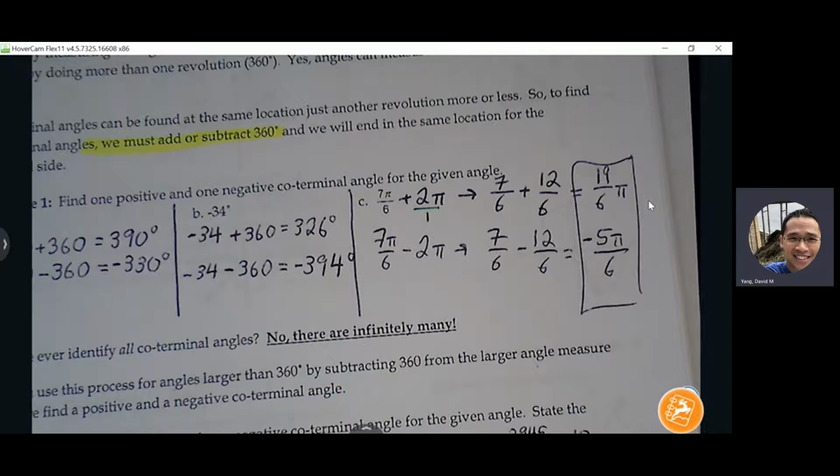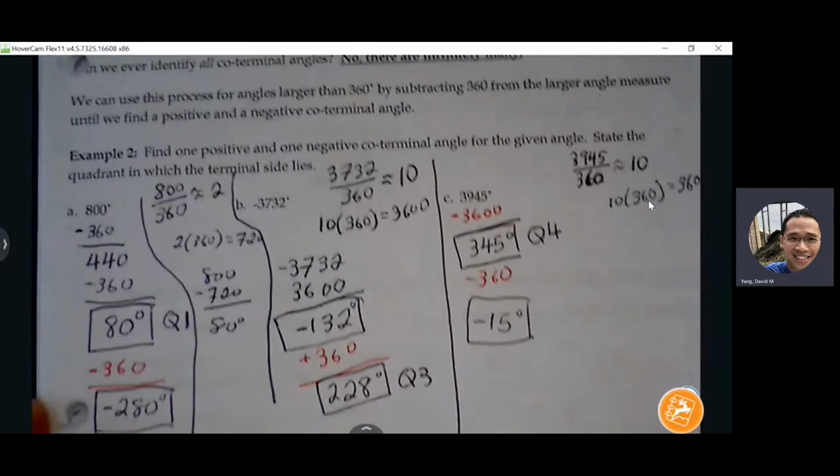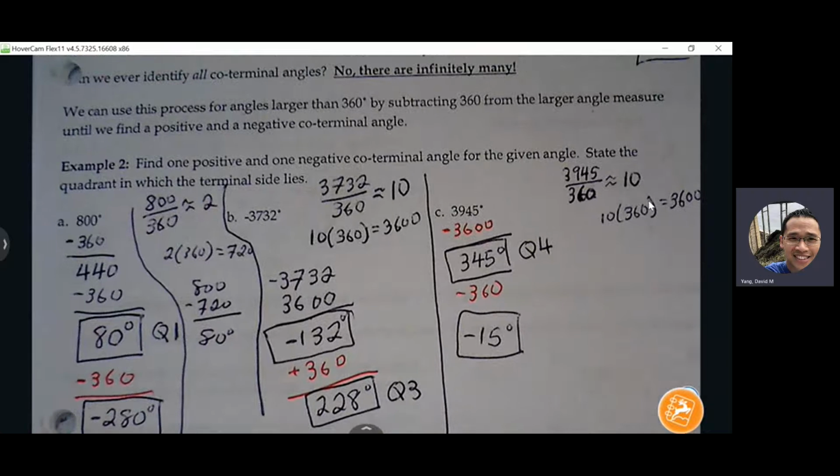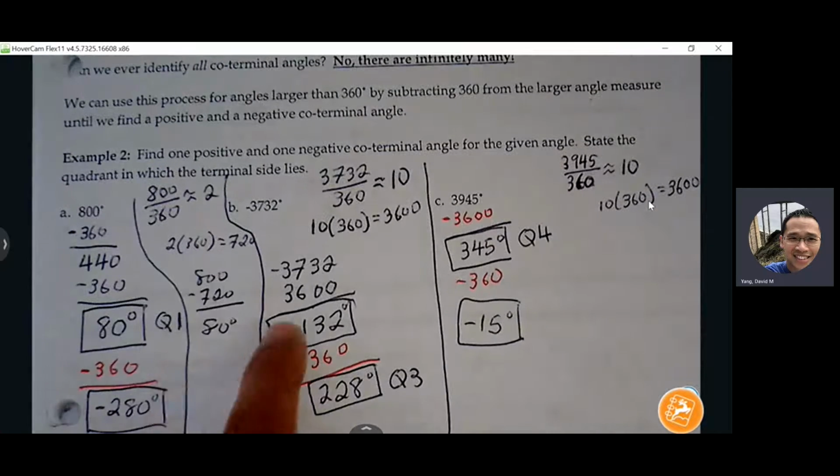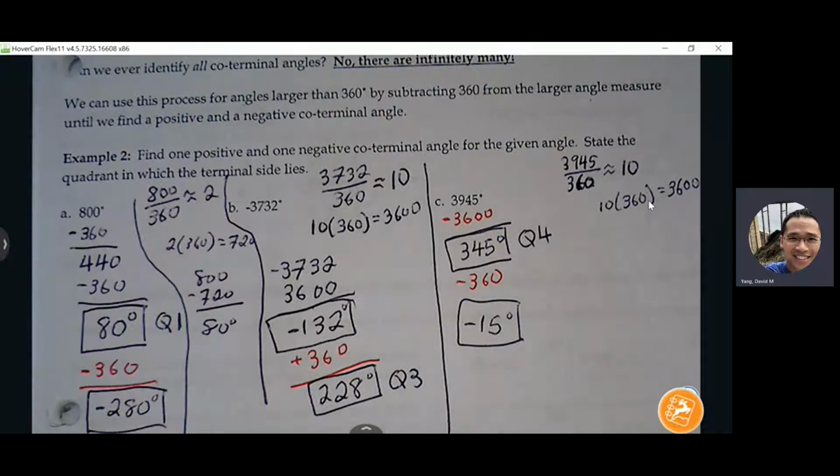Okay. So we also talked about on the bottom of page 20, example 2, how if I want to find a positive and a negative coterminal angle, I can just keep on adding 360 until I get to the positive or the negative. But the harder part is trying to figure out what quadrant the angle lies in. And it's easiest to identify which quadrant if I'm able to get my angle down to something that I can recognize. So between 0 and 360. So I can always add or subtract 360 until I get to something that I recognize.